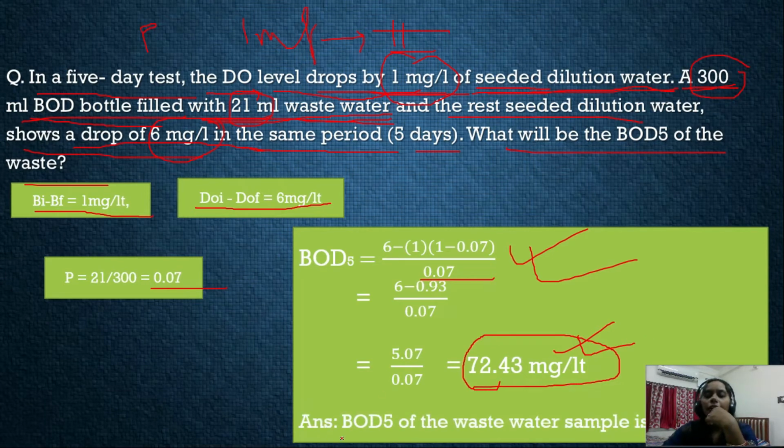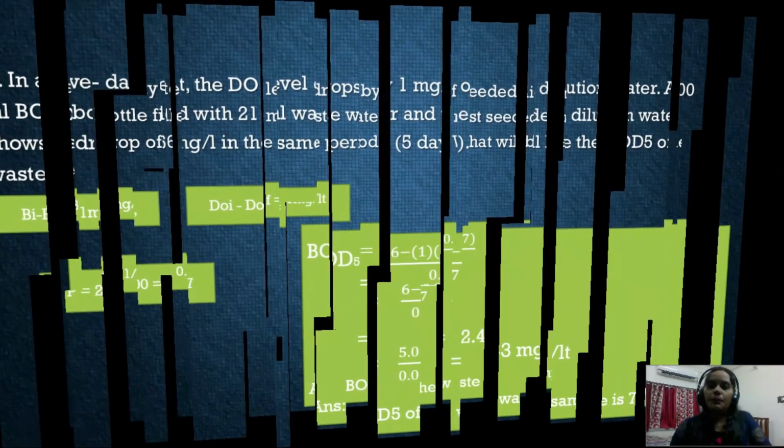So you should write down the answer like this. After solving the problem, always write down the answer. Otherwise, you can't get the full marks. So BOD 5 of the wastewater sample is 72.43 milligram per liter. So this is the solution of this numerical. Next, we will see the next problem.